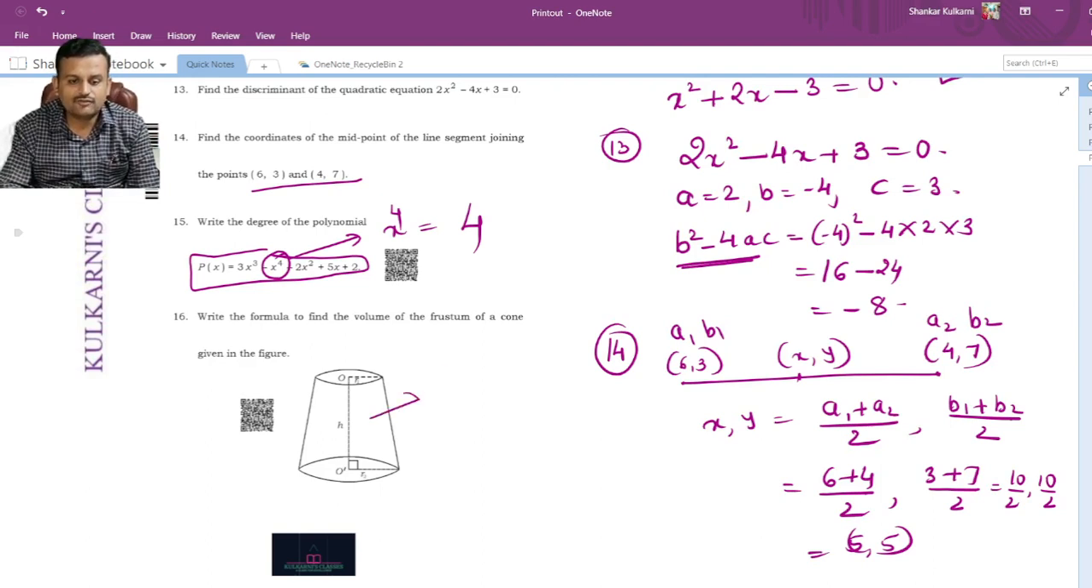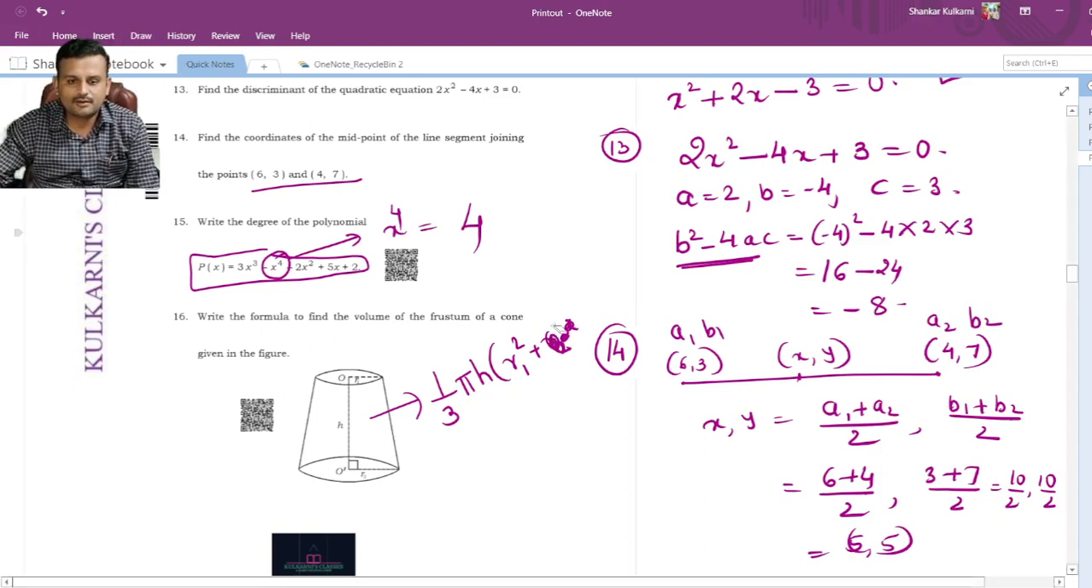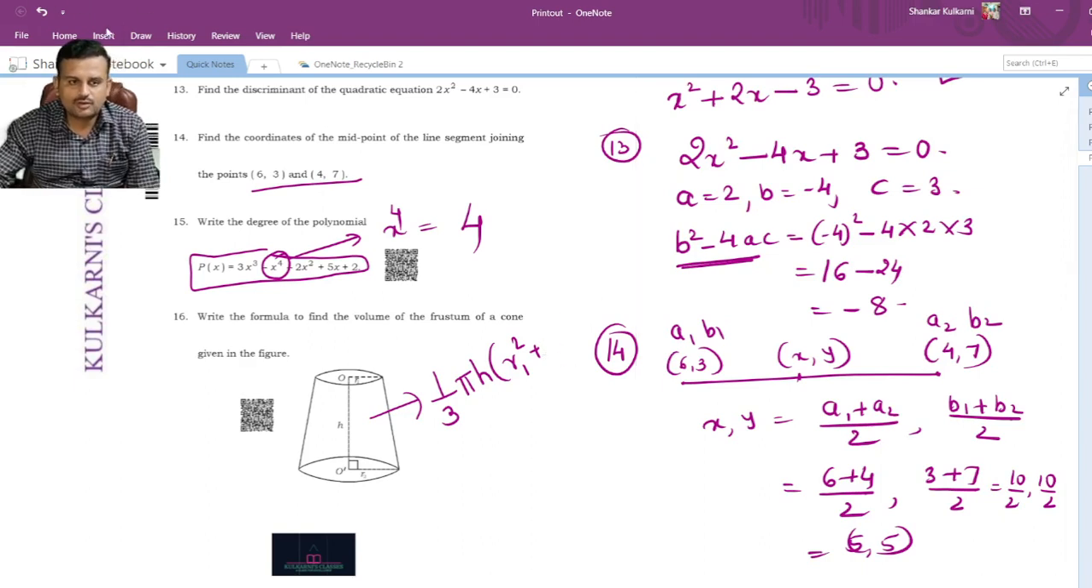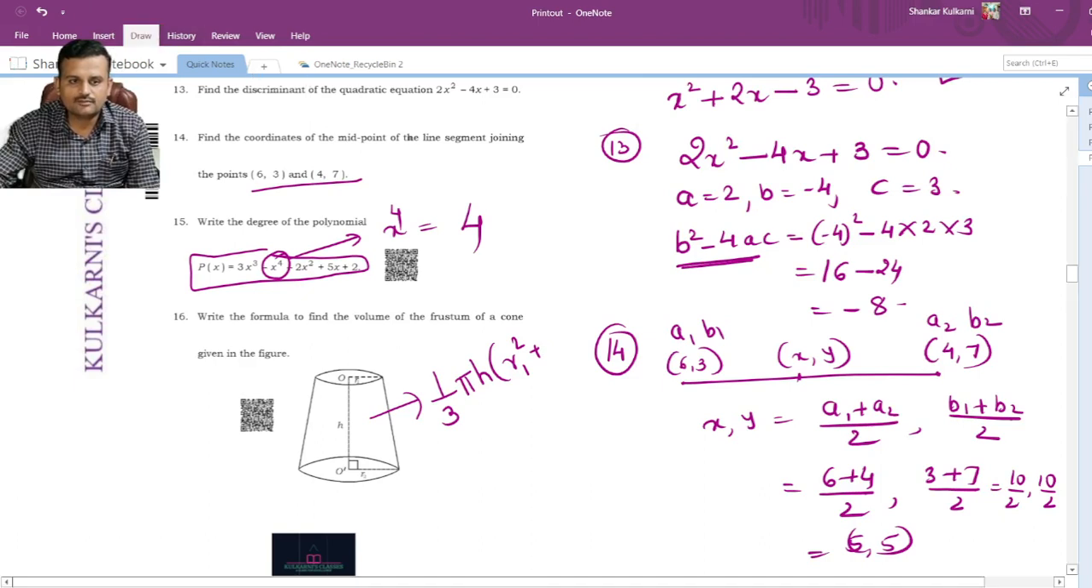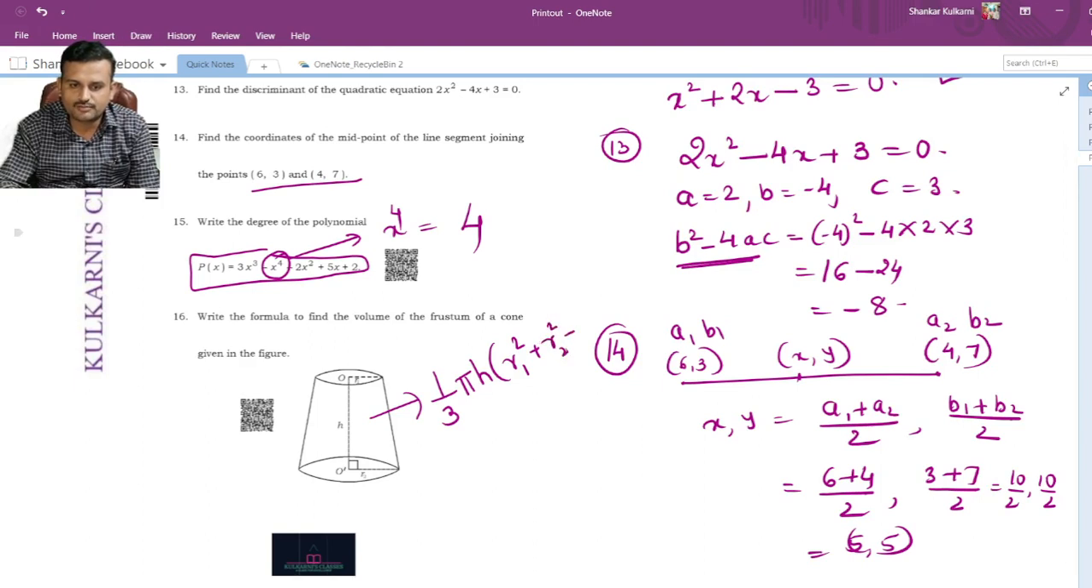So what is the volume of the frustum? You know that it is nothing but 1 by 3 pi h into r1 square plus r2 square plus r1 into r2. This is the formula of the volume of a frustum.